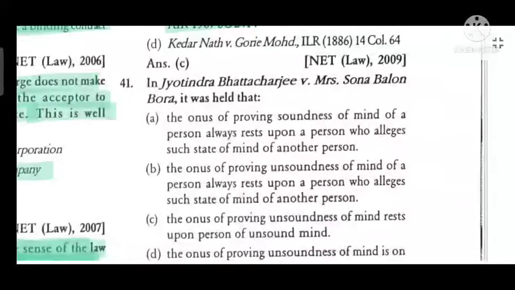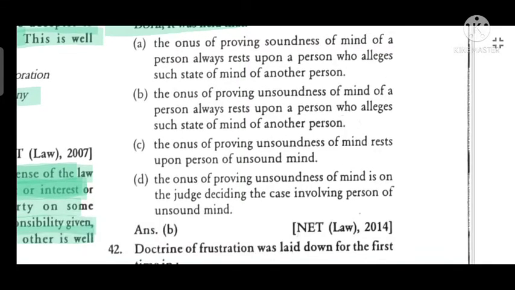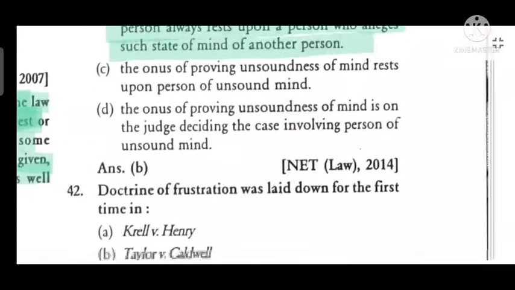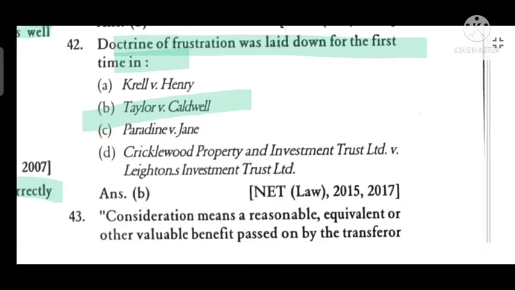India 1987. In Jyotindra Bhattacharjee versus Mrs. Sona Bala Bora, it was held that the onus of proving unsoundness of mind of a person always rests upon the person who alleges the unsoundness of mind of another person. The doctrine of frustration was laid down for the first time in the case of Taylor versus Caldwell.